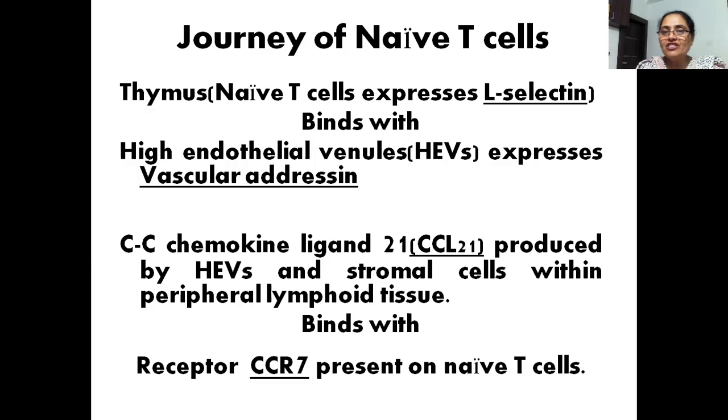So let's just revise this slide again. L-selectin is present on naive T cells. This binds with vascular addressin, which is expressed by high endothelial venules. Through these venules, the naive T cells travel from the thymus to peripheral lymphoid tissues. And in peripheral lymphoid tissues, the stromal cells as well as HEVs both produce CC chemokine ligand 21. This ligand has an affinity to bind with the receptor which is also present on naive T cells. This is CCR7.